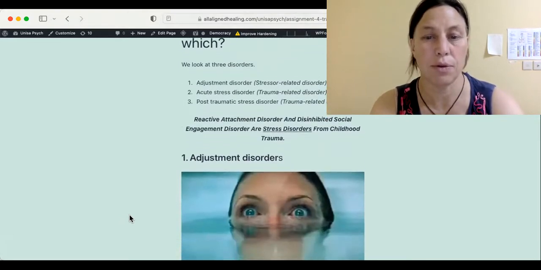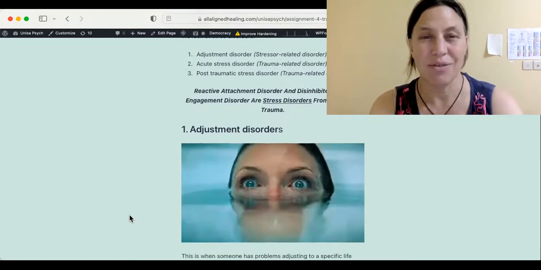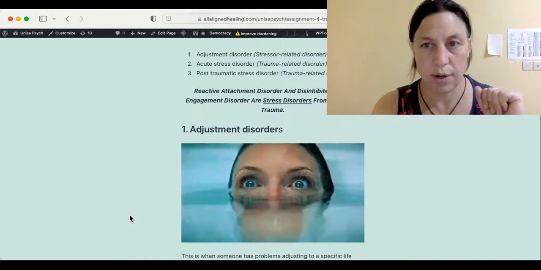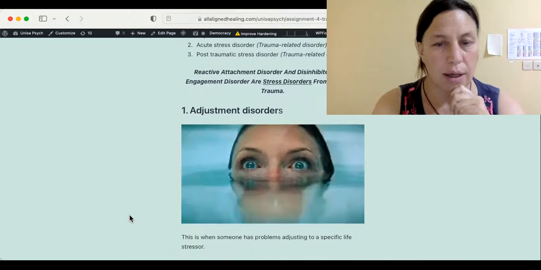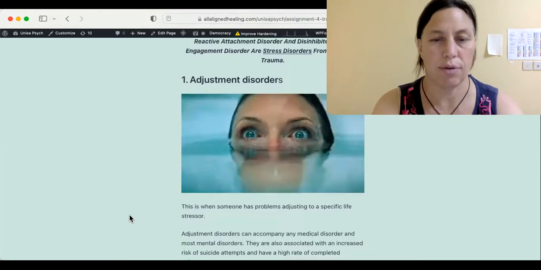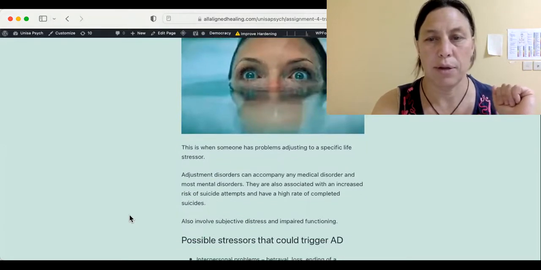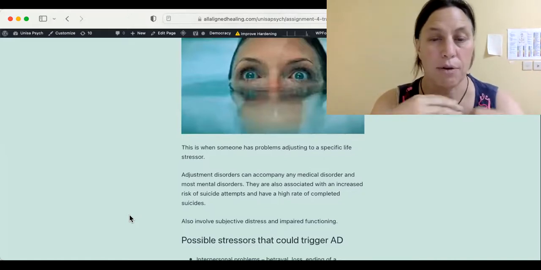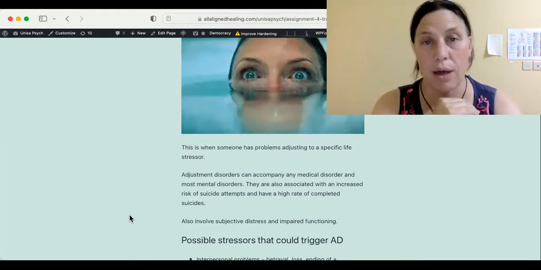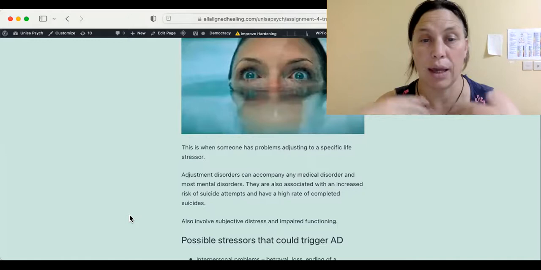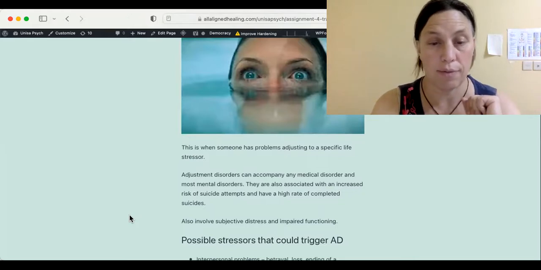Okay. Adjustment disorders. Okay, the textbook doesn't really do a great job, but luckily the Unisa tutorial notes really fill this out. Okay, so an adjustment disorder is when you are not adjusting to a life stressor. Adjustment disorders can accompany any medical disorder and most mental. Associated with an increased risk of suicide attempts and have a high rate of completed suicide. So they are important and significant. They also involve subjective distress and impaired functioning like any other disorder in the DSM-5.